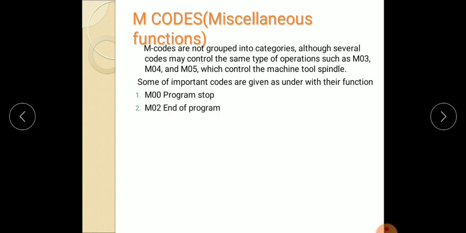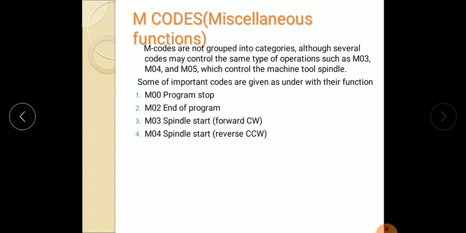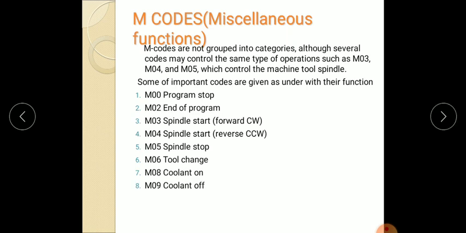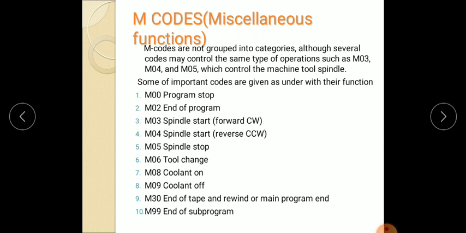M00 program stop, M02 end of program, M03 spindle start, M04 spindle start reverse counterclockwise, M05 spindle stop, M06 tool change, M08 coolant on, M09 coolant off, then M30 end of tape and rewind or main program end, M99 end of the subprogram. So these are some of the miscellaneous functions which are used for CNC part programming.